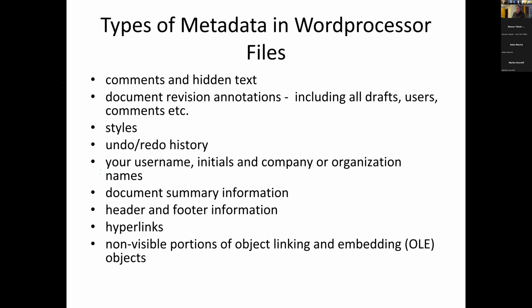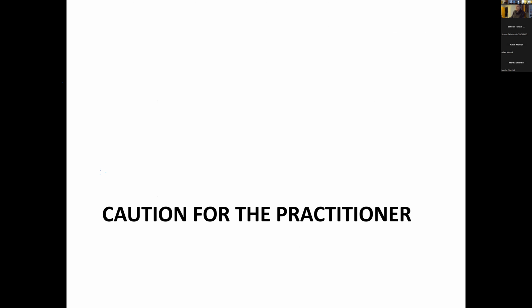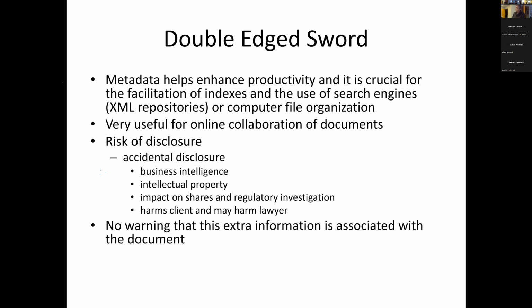Types of metadata in word processor files. So we've got comments and hidden text, document revisions, annotations, including all drafts, users, comments, styles, undo, redo history, your username, initials, document summary information, header and footer information, hyperlinks, non-visible portions of embedded object linking and embedding objects. So that might actually give information to other files which have been used. So for example, when you import an image. So that's a caution for the practitioner.